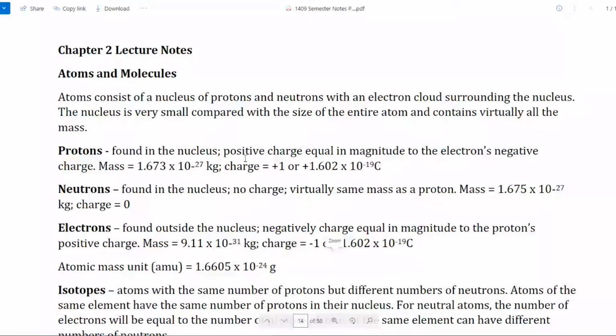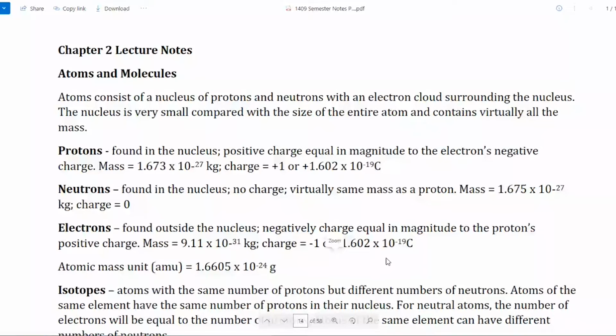The proton's positive charge is equal in magnitude to the electron's negative charge, but they're opposite in signs. In other words, for every one proton, that one positive one will balance out with the negative one from the electron. Protons and electrons just have the opposite charge. They balance each other out.